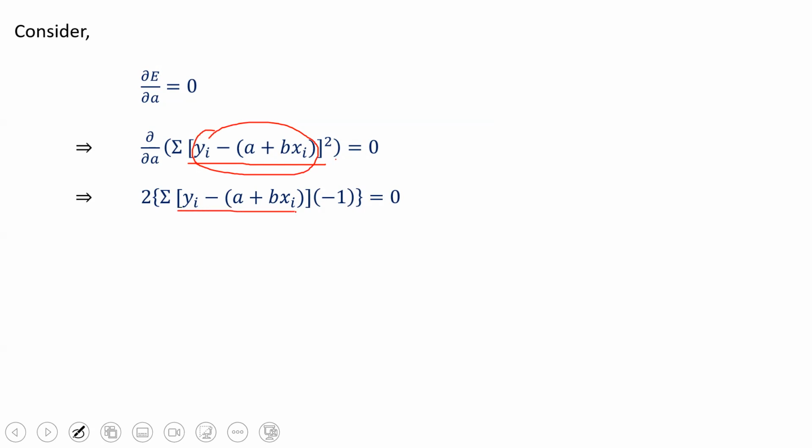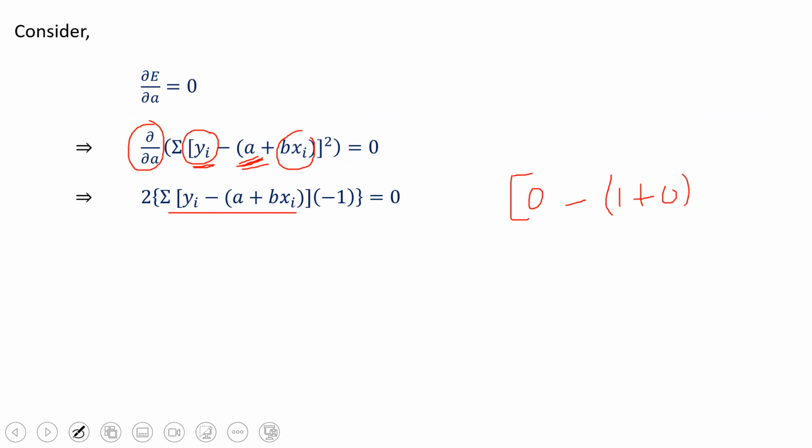And again, if we apply the chain rule, what can we do? Since it is a partial derivative with respect to a, yi should be constant, and this term should also be constant. So only the derivative of a matters. The first thing is 2 times x. Then the derivative of yi is 0, minus the derivative of a, which is equal to 1 with respect to a, plus 0. So what are we getting? We are getting minus 1. I think this term is clear to all of you.